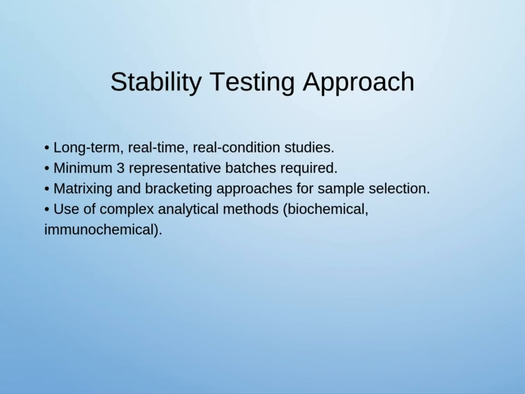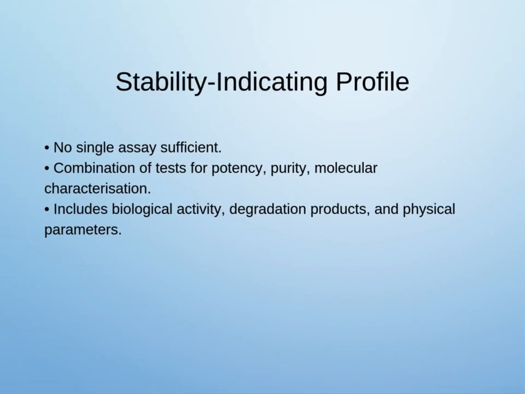ICH Q5C emphasizes long-term, real-time, real-condition studies as the foundation for stability claims. At least 3 representative batches must be tested. Matrixing and bracketing strategies can be used to reduce workload, but only when scientifically justified. The use of advanced analytical methods, biochemical, immunochemical, and physicochemical, is required to detect subtle degradation. This approach ensures the data reflects how the product will actually behave in the market, not just in ideal lab conditions. One of the most important aspects is developing a stability indicating profile.